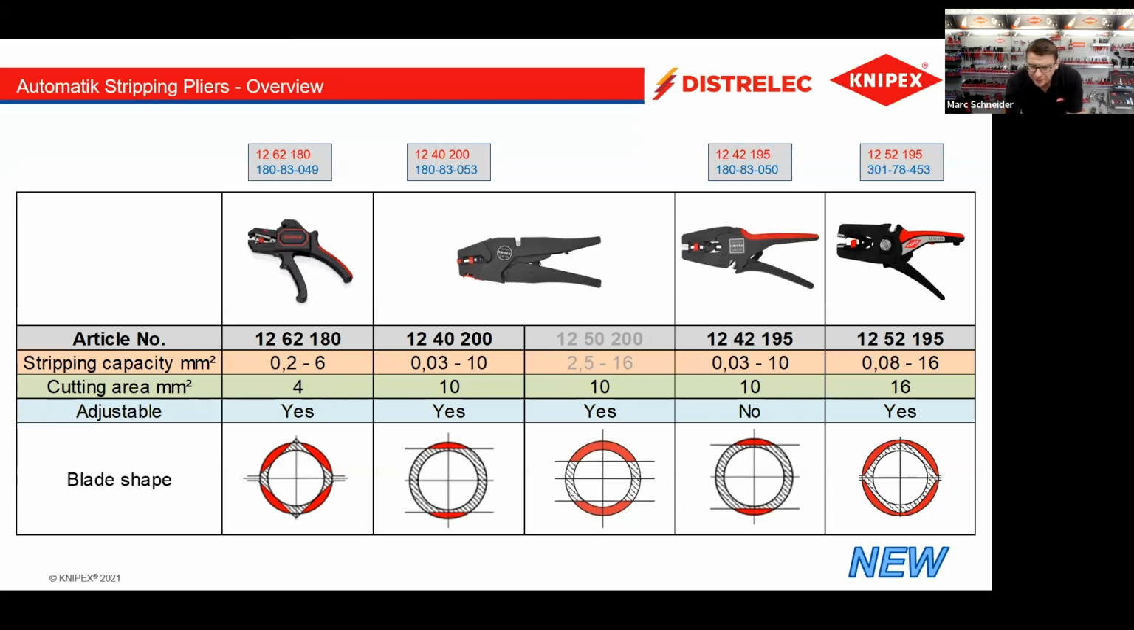So this happens when the cables are slippery or when it's too cold outside. The blade shape describes the geometry of the blade. So the more wet you see, the more the cable is cut. The less wet you see, the more the insulation is pulled off.